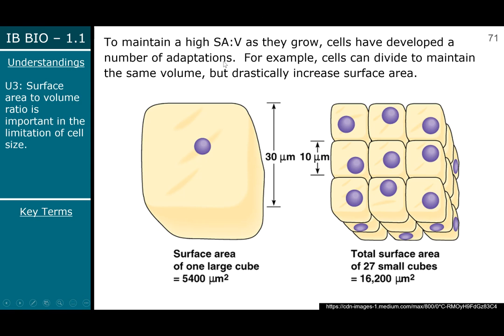See, here we go. To maintain a high surface area to volume ratio as they grow, cells have developed a bunch of different adaptations. So first thing is when their insides get too big, they divide, right? So here you have one large cell, right? And its surface area is 5,400, is it microns? I don't know, remember what that is, right? So the surface area to volume here is going to be very, very low. It's got lots of inside compared to its outside. But if they divide, they can maintain that same volume or close to or even more volume, right? But they have lots more surface area to get things in and out.